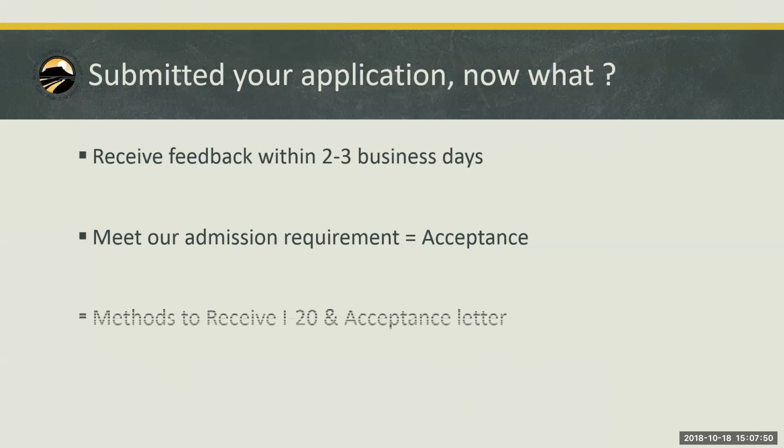Another question we get a lot is about receiving the original documents that we talked about, the I-20 and the acceptance letter. The original documents are required for the visa interview. In the acceptance email that we will send you after you apply, we will include instructions as an attachment for shipping your documents by either standard mail or express mail. So what's the difference between standard and express mail?